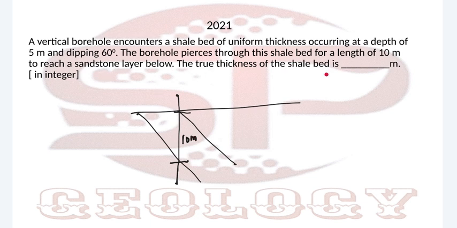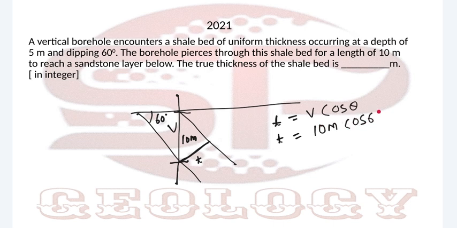So we have to calculate the true thickness of the shale bed. This is the true thickness, and this will be the vertical thickness. So we have the formula: true thickness equals vertical thickness into cos theta. Vertical thickness is given as 10 meter and theta is given as 60, cos 60. So it will be 5 meter. True thickness will be 5 meter.